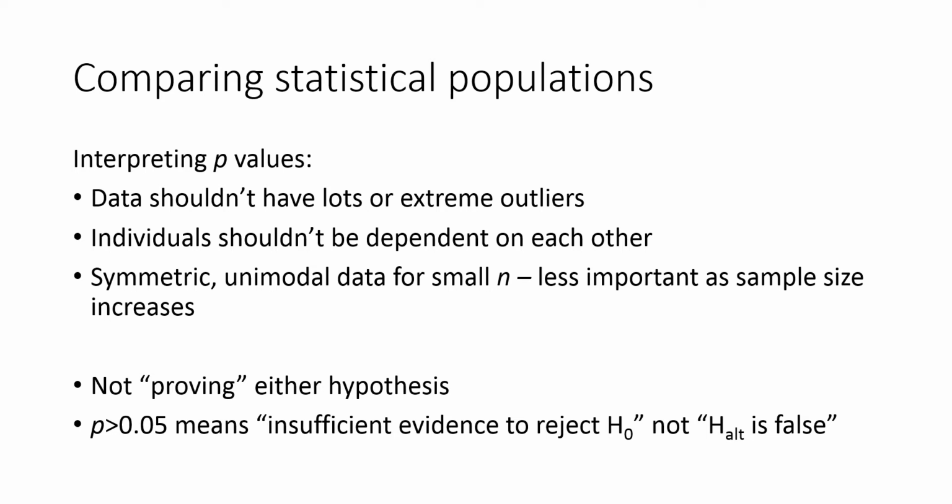One thing to consider is your statistical tests aren't proving your hypothesis. They're saying, within a particular probability, that you have insufficient evidence to reject your null hypothesis, not that your alternative hypothesis is false. So even though you didn't reject the null hypothesis, you can't say false. You can't say that your test was absolutely false. You can say there's no support for it.